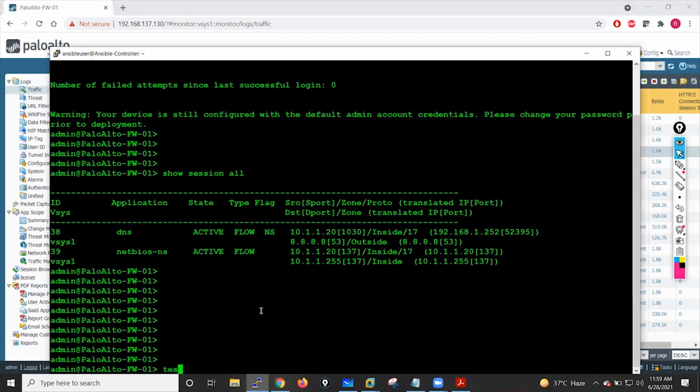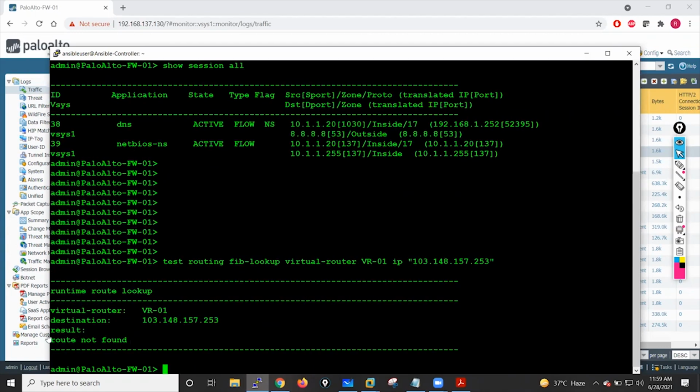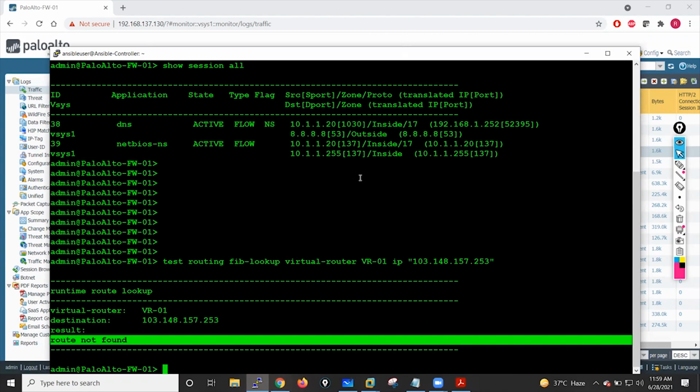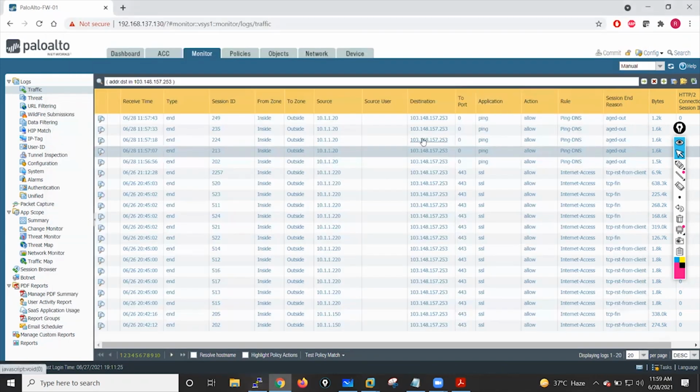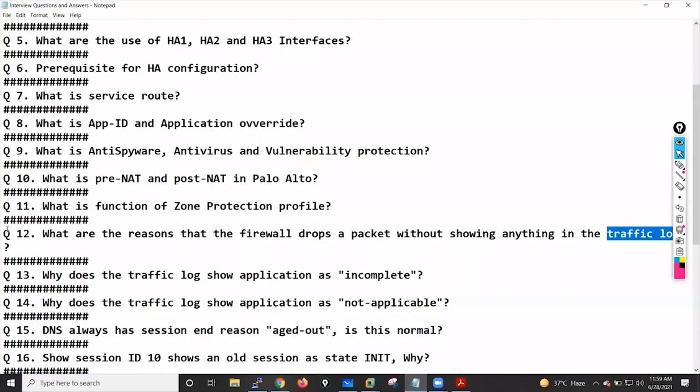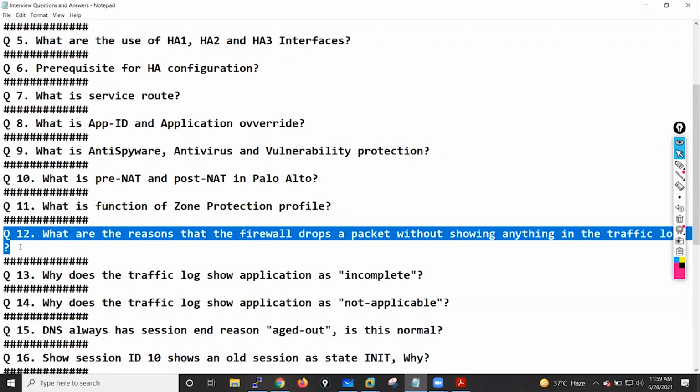And how can you test that? If I go into my firewall and run the test routing fib lookup virtual-router VR0 with this IP address, and look up the route for it, see, I don't have any route, which means my firewall does not have any route, and that packet will be dropped by my firewall at the routing level. So this is how we can see that I am not getting any log here, which means my packet is dropped by the routing engine. So this is the answer to your question number 12, guys.